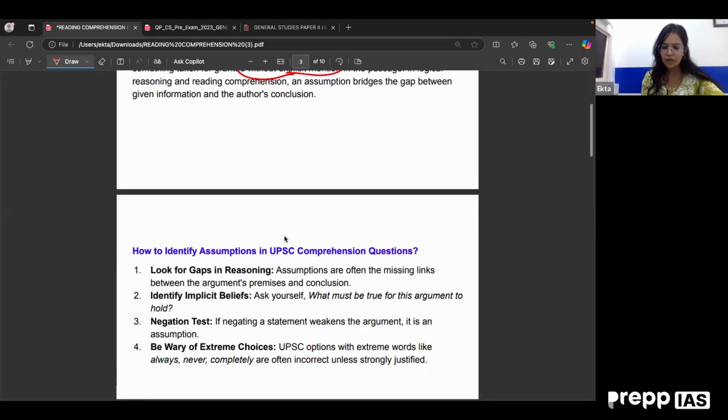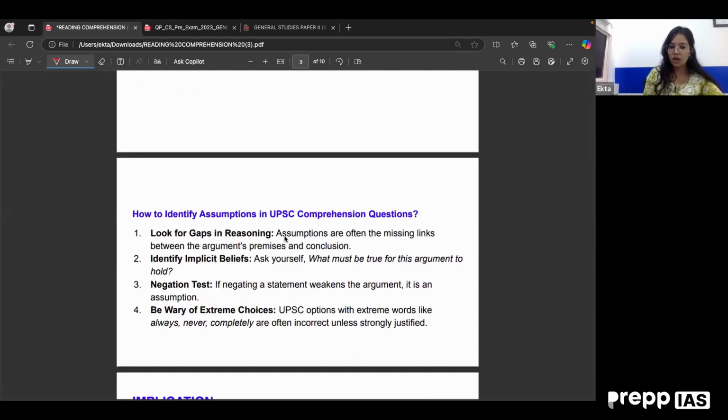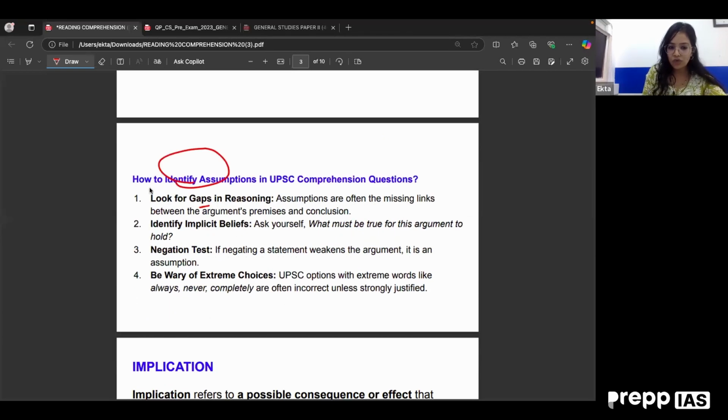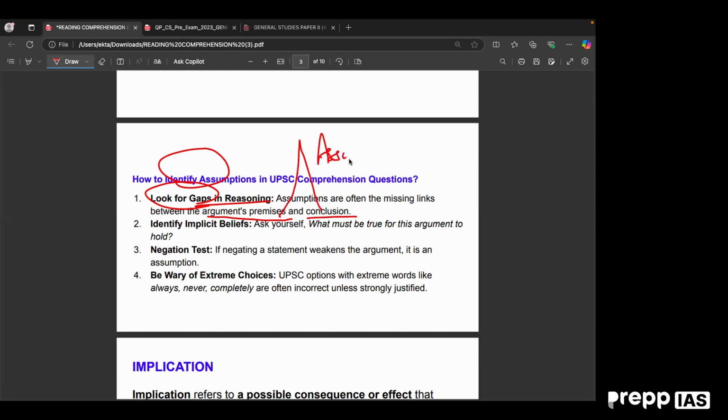Now इसके कुछ tricks होते हैं कि कैसे हमें किसी भी comprehension में assumptions पता चलेंगे. See, look for gaps in the reasoning. Assumptions are often the missing links. एक होती है argument की premise, premise in the sense कुछ stated facts, and then is the conclusion. इन दोनों के बीच में जो connection है, जो missing link है, that is assumption.